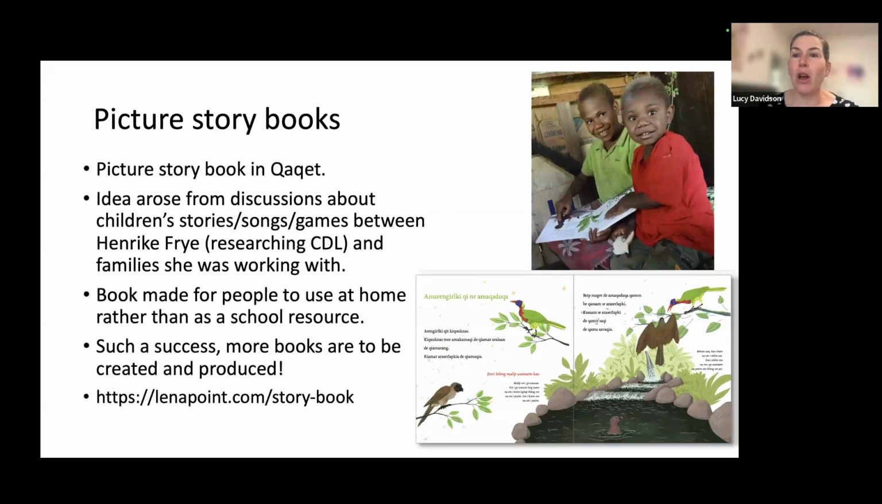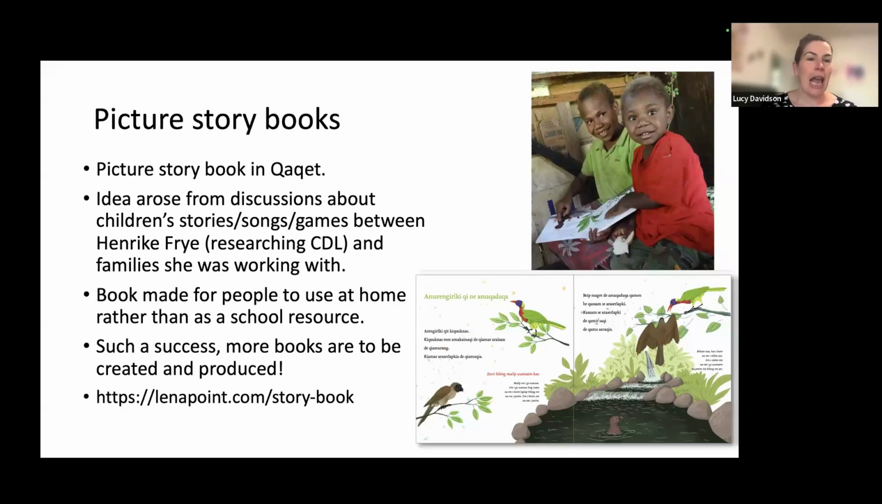So here's an example of a picture storybook that was produced for the Karkat speaking community. And here you can see a picture of one page of the book or two pages of the book and a couple of kids looking at the book for the first time. Karkat is the language that Birgit, one of the sketch manual authors, works on.